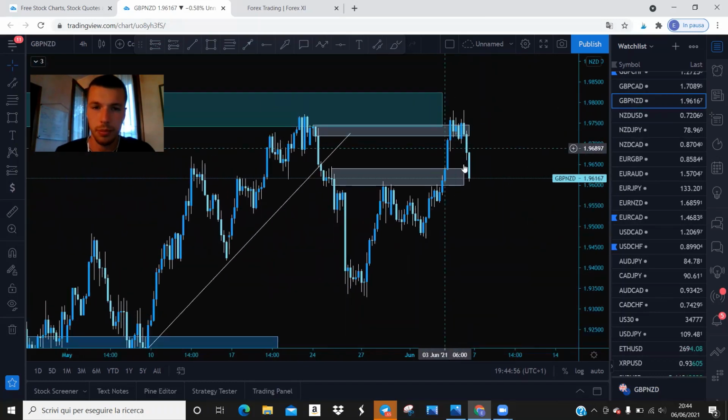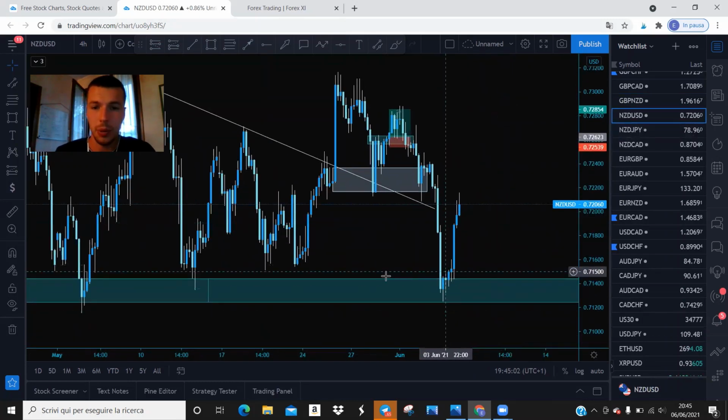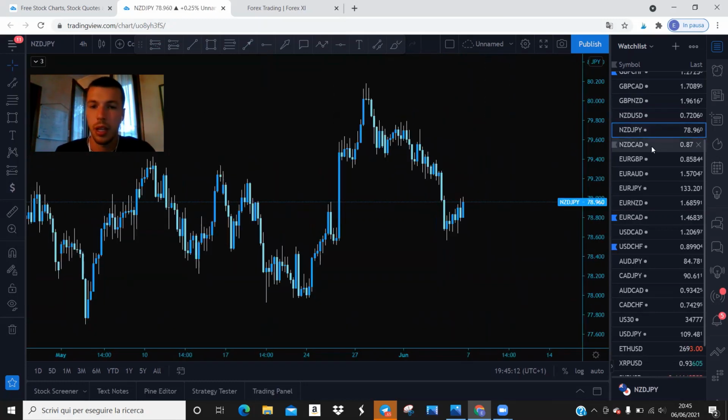GBP/NZD, looking good for sales overall. This is why I had these areas marked out. NZD/USD rejected my key area, but it was on Friday during NFP, and therefore we didn't take it because we don't trade news. This is not gambling, this is trading.